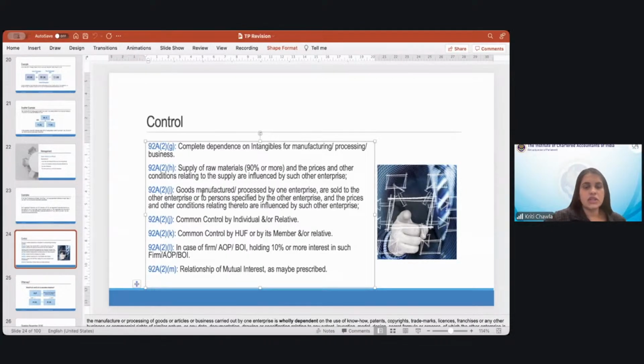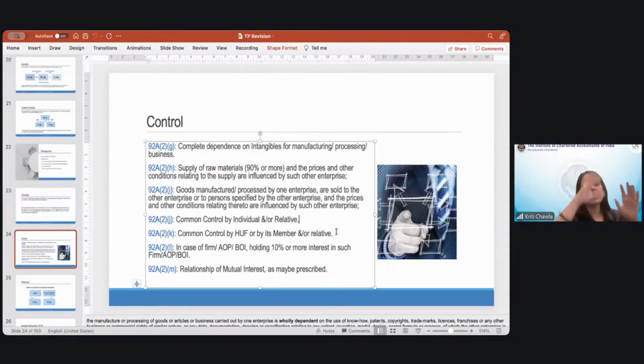This is the third, which is goods manufactured or processed by one enterprise are sold to the other enterprise, and then the conditions are influenced by the other enterprise. Or if there is common control by an individual and or the relative. Or if there is common control by an HUF and or its member.